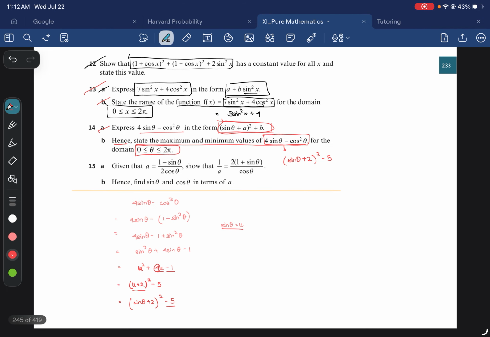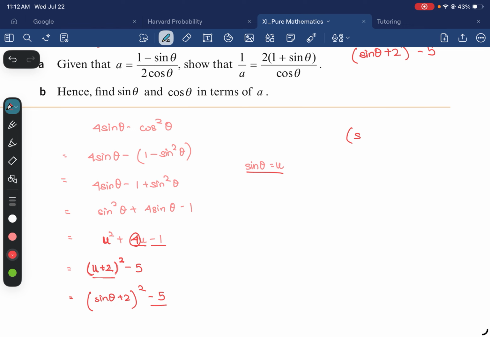All right. I have sine theta plus 2 squared minus 5. That is my function. All right, I'm so sorry. My stylus died, so I'm going to go get the charger.